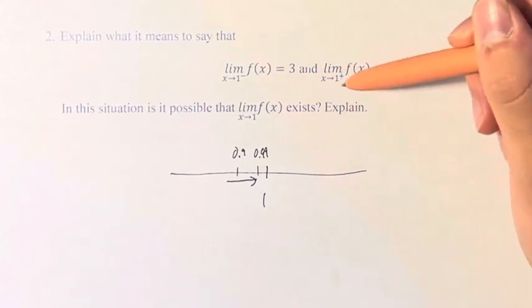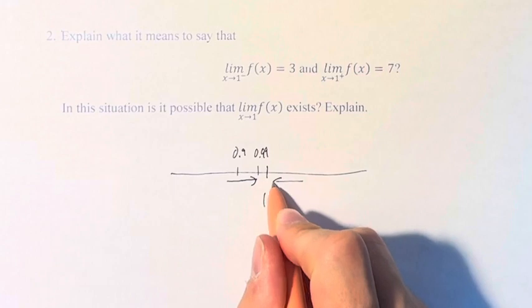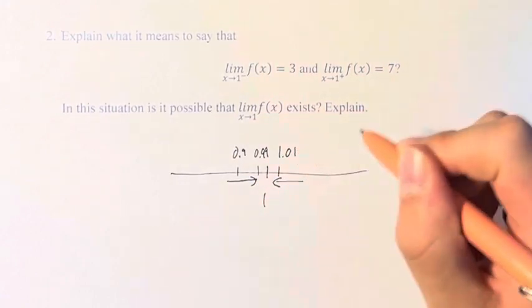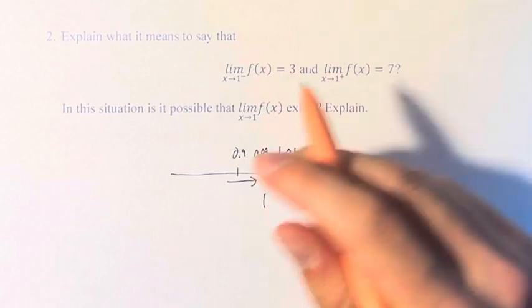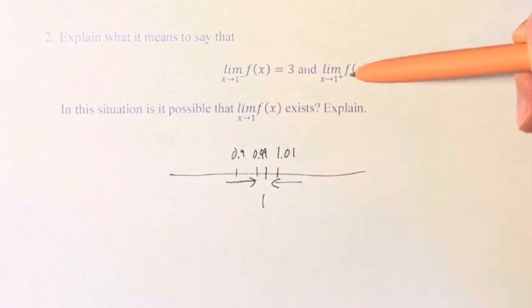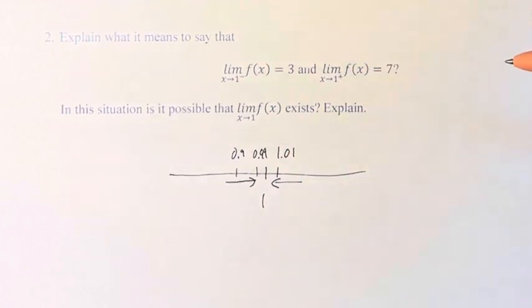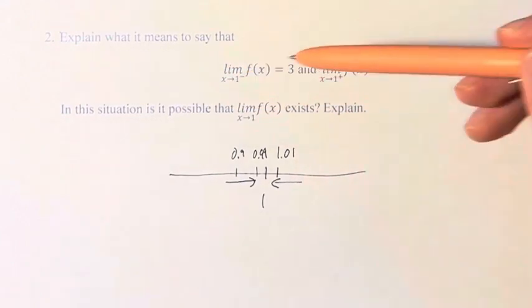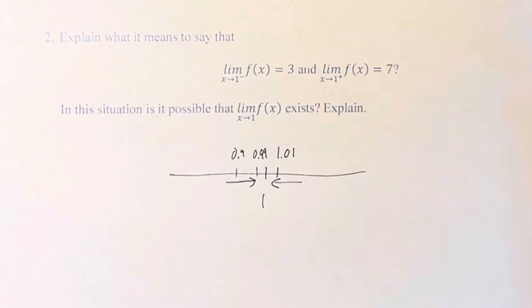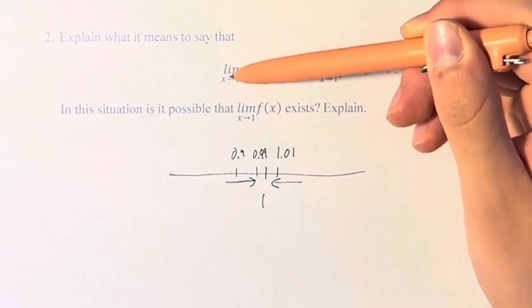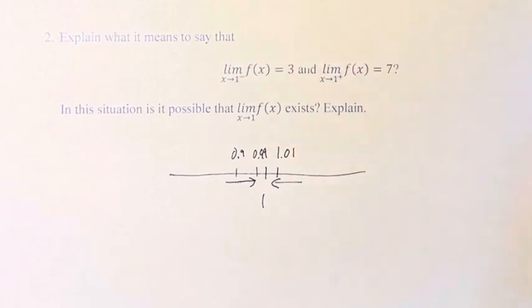This is the exact same thing, except it's saying as we go to 1 from the right, right? So 1.01, values that are very close to 1, just a little bit bigger. So it's coming from the right. When we have these x values, the value of f is 7. So in summary, as we approach 1 from the left and right, the value of the function taking on those values is approaching 3 from the left and 7 from the right.